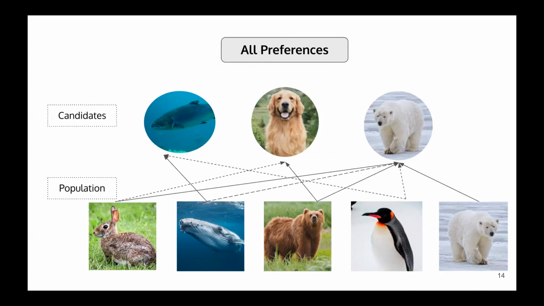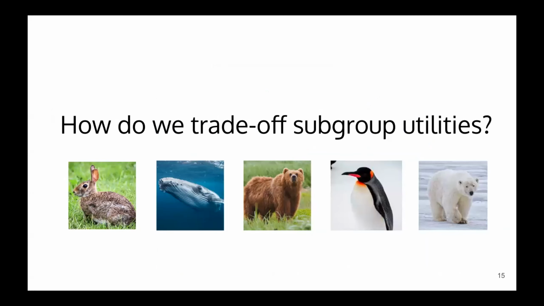If we aggregate all the preferences, what we have is some notion of utility of each candidate for each subgroup or each individual in the population. This utility is a utility of representation. It is how well this candidate represents me and my interests, or my subgroup and our interests. And so a natural question that arises is, if we have different subgroups or different individuals in the population, how do we trade off these utilities?